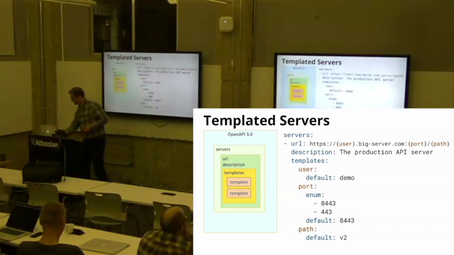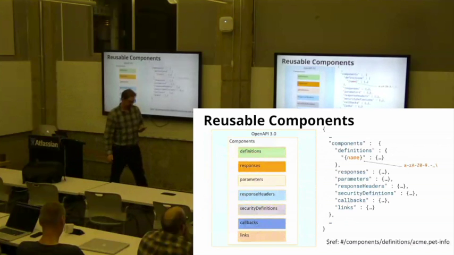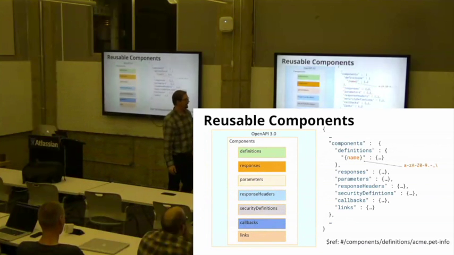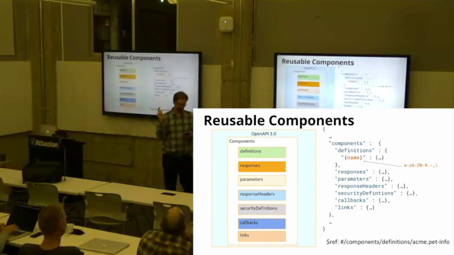Reusable components. Okay, this gets pretty exciting. I mentioned that we took all of those top-level attributes and pulled them together so they were defined in one place. We called those components. A good example of this is the responses or the schemas that you define in 2.0. You could use them for both requests and responses. I don't know what else we got in here. Oh, security definitions. All of these things were scattered throughout the spec, and now they're all under one reusable components section.